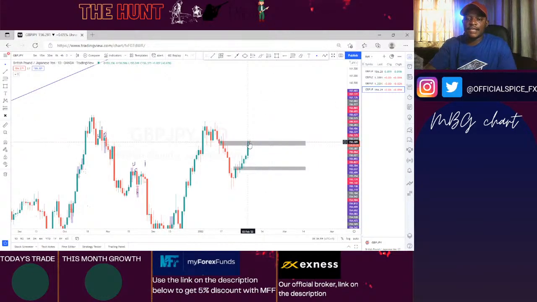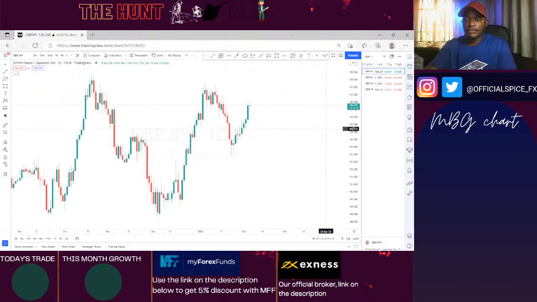So right here I'm just waiting, because price can come back here to have a retest or probably continue the uptrend. So right now I'm just going to be waiting on my strategy right here. I'm just going to show you guys what I'm currently looking at in GBP JPY.